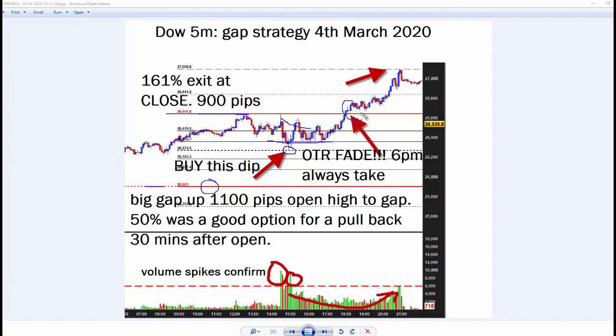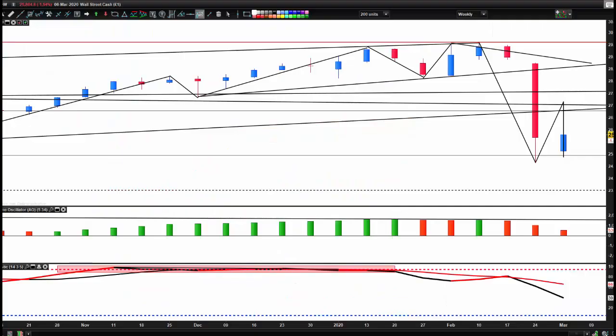Oh, there's the fade. This is Wednesday. We faded just after 6 o'clock and ultimately went to the plus 161. Alright, I'll go into more details as it unfolds. Let's look at the bigger picture for a moment.